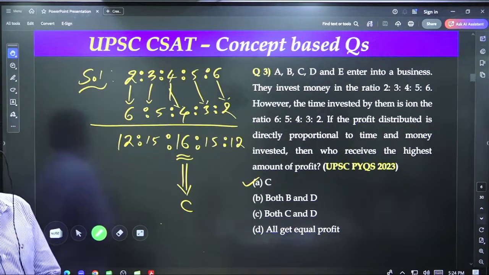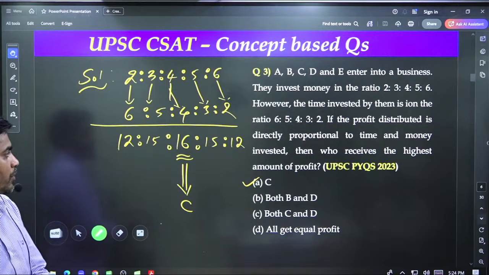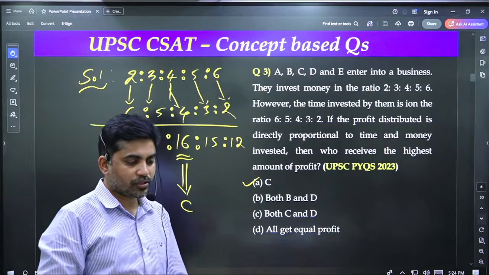Okay, now option A. The third person is getting more amount.